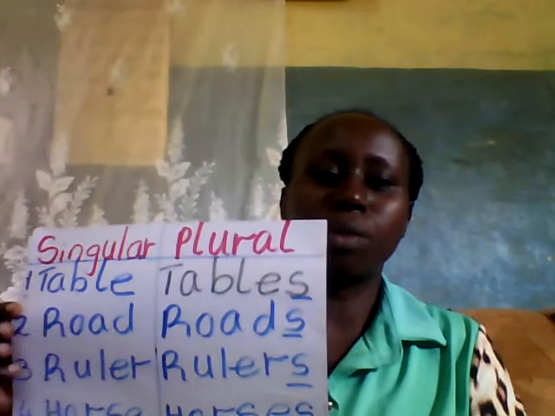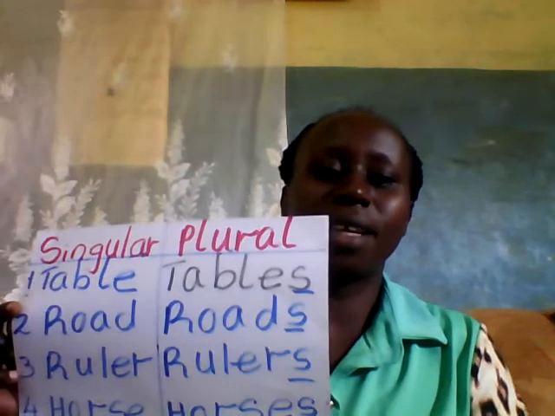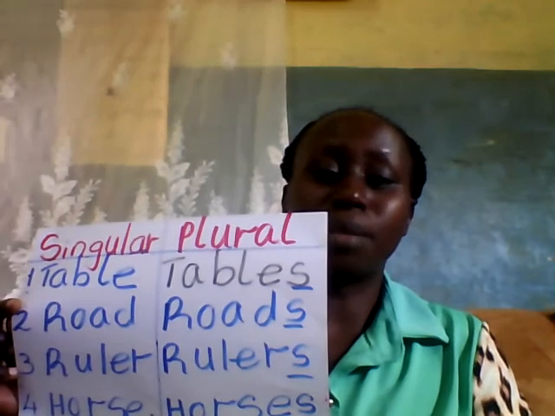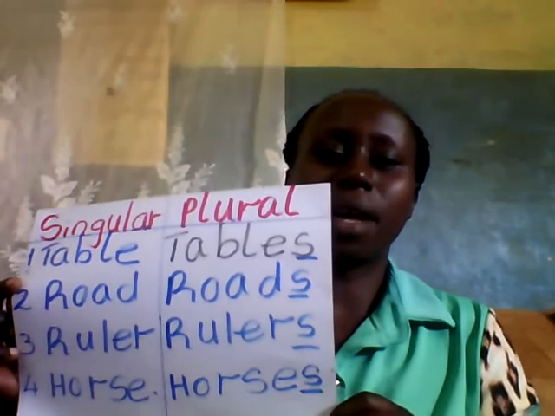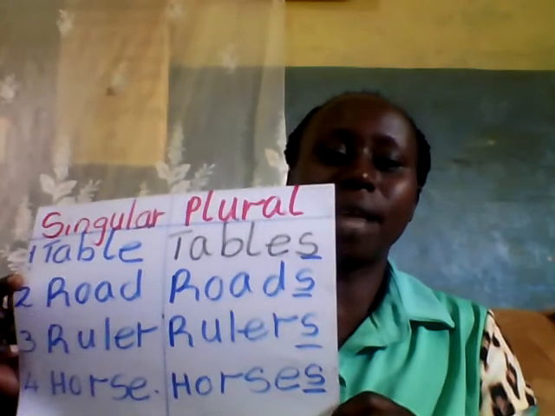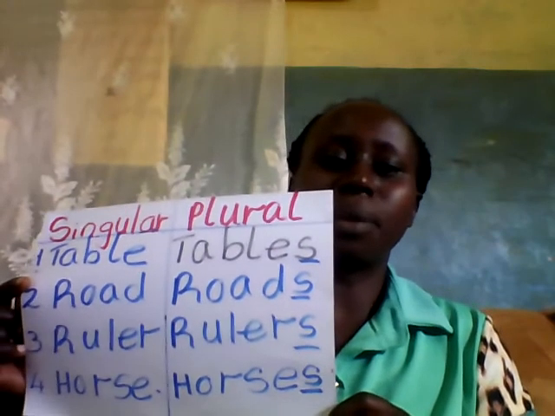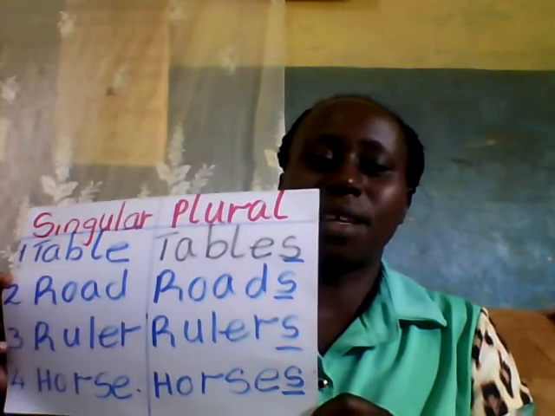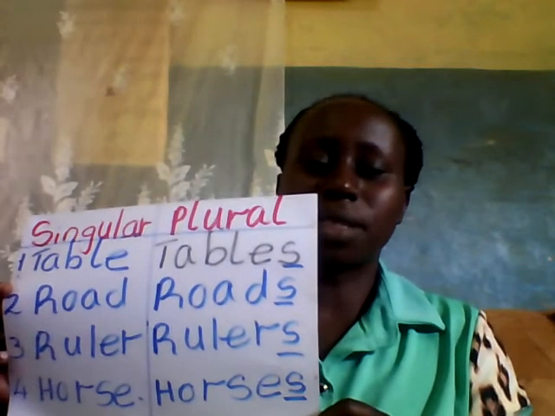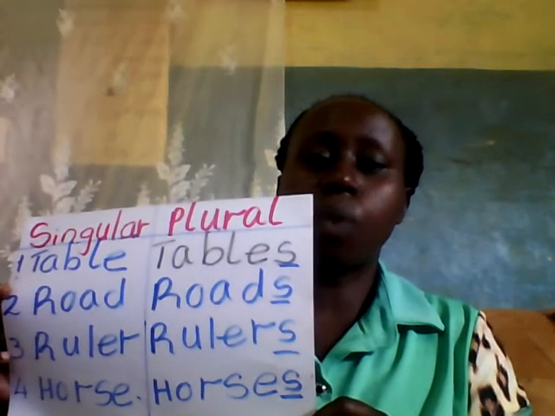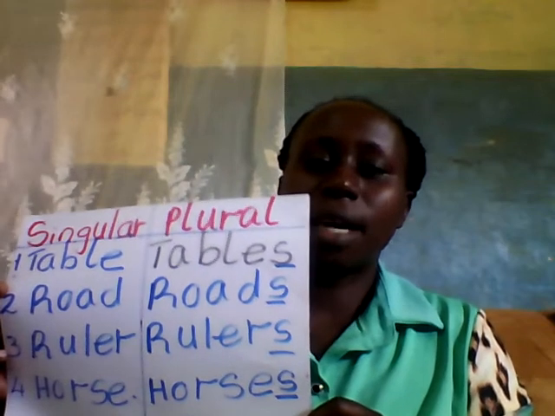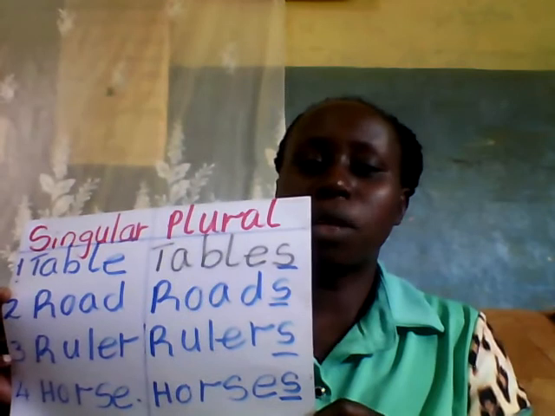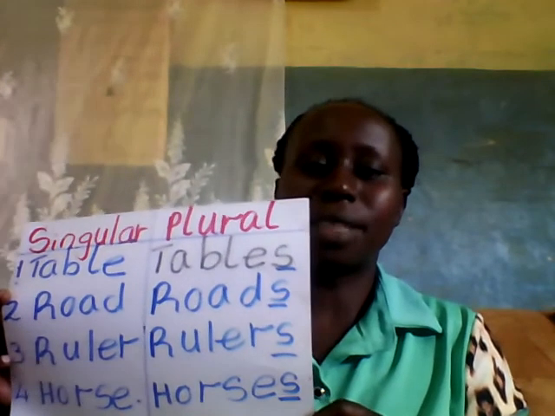Number 2, we have the word road. Road in singular and then in plural, roads. Number 3, we have ruler, and in plural, rulers. Horse, in plural, horses. These are just a few words that take S for plural, and there's so many words that we can give as examples.